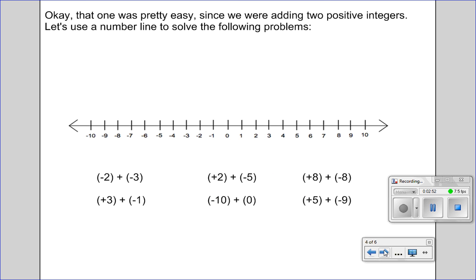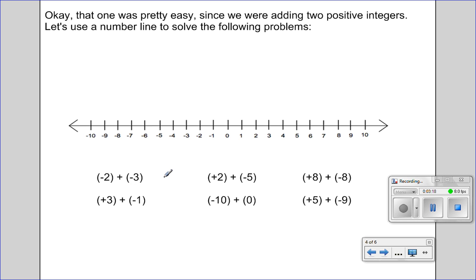Okay, that one was pretty easy since we were adding two positive integers. Let's use a number line to solve the following problems. And now I'm not going to solve all of these for you here. I'll choose a couple to do on this video and you're going to try the rest at home. Why don't we start off with, let's start with the first one.